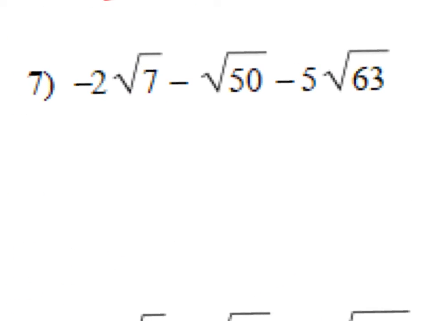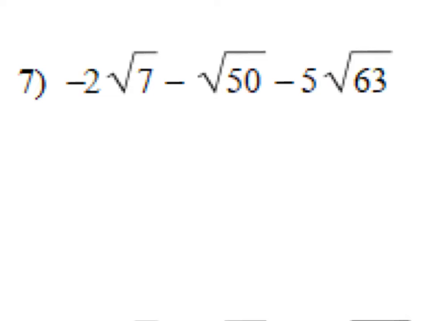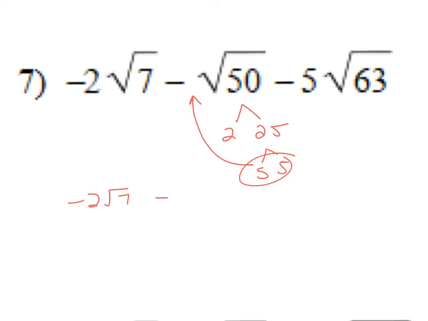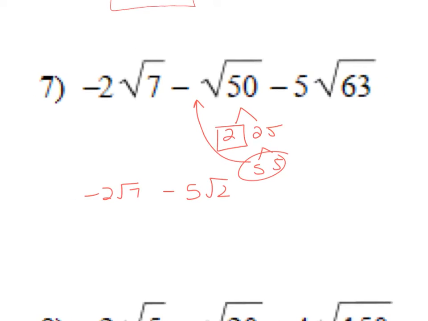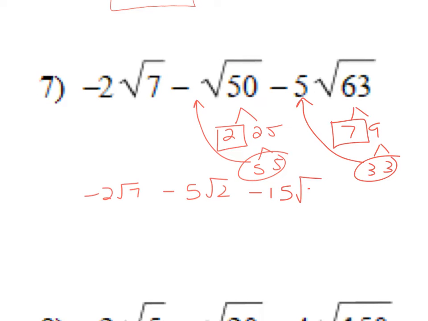Number 7, all right, 7's good, so 50. Let's go ahead and break that down to 2 and 25, and then that'll go to 5 and 5. So 5's pair up and move out. So right now I have negative 2 root 7 minus 5 root 2, because I have the 2 left over. All right, and then on 63 here, if I do 7 and 9, and then 9 will break to 3 and 3. So 3's pair up and move out, so I have a negative 15 on the outside, and in this case I have a 7 left over.